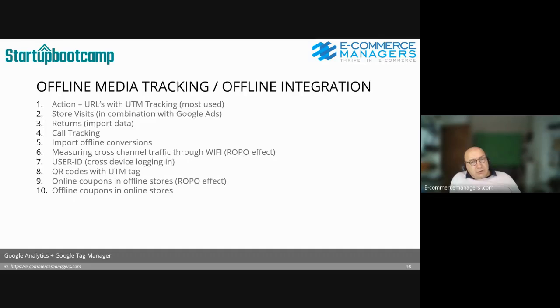Import offline conversions, measuring cross-channel traffic through Wi-Fi. How does that work? ROPO stands for Research Online, Purchase Offline. You send the Wi-Fi users who want to log in on your Wi-Fi when they're in your store or in your office to a specific landing page. You put a Google Analytics tag on that landing page where they log in onto your Wi-Fi. And that's how you connect it to User ID.